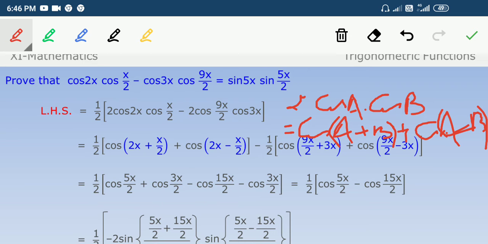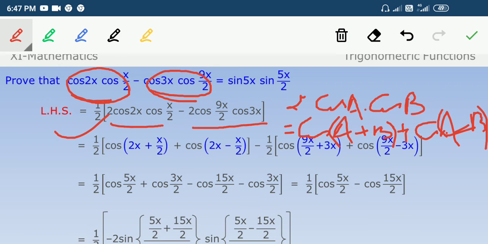Okay, so here you see what I have done. In this term I have multiplied by 2 and divided by 2. Also in this term I have multiplied by 2 and divided by 2, and taken 1 by 2 common in LHS. Now we have 2 cos 2x into cos x by 2, and again 2 cos 9x by 2 into cos 3x. Now on this formula, 2 cos A into cos B equals cos A plus B plus cos A minus B.